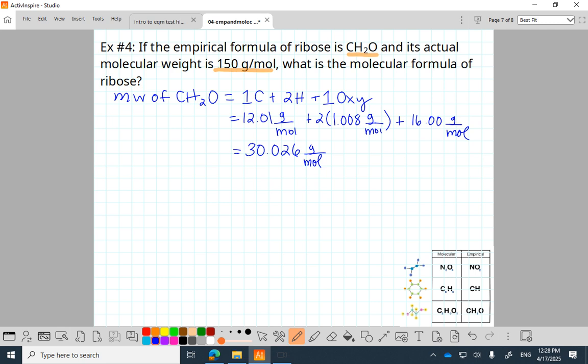So this is 30.0. So there's that extra decimal place for rounding. So you could do 150 divided by 30 and get 5 right on. Or if you leave the decimal places, even 150 divided by 30.026 gives you 4.99567. The ambiguity of rounding there is non-existent. That clearly could be rounded to 5. So either way will work.